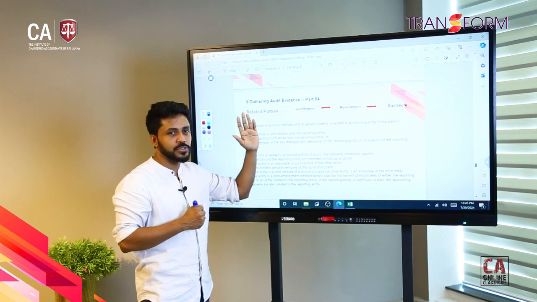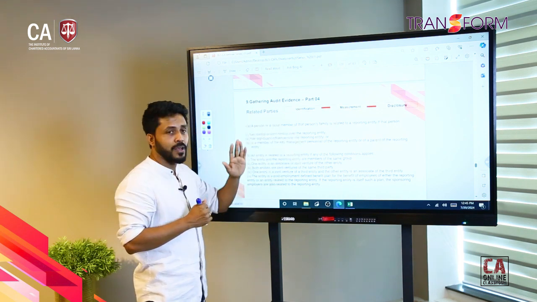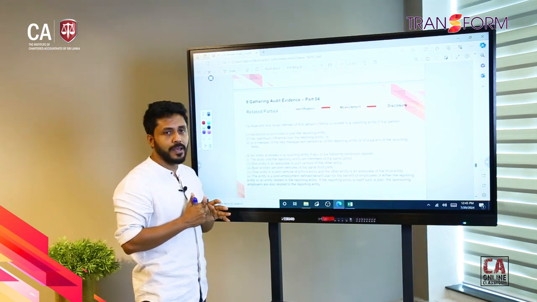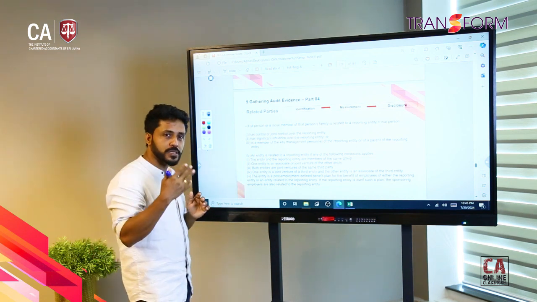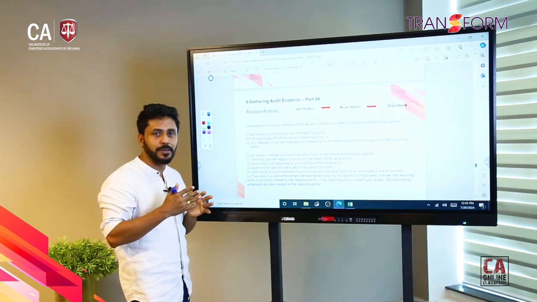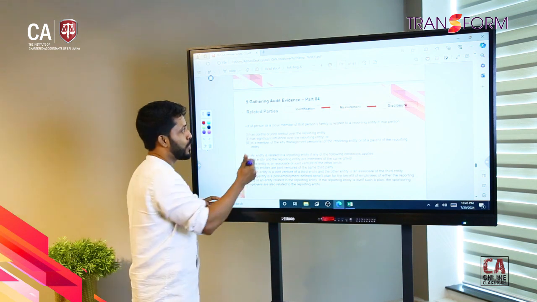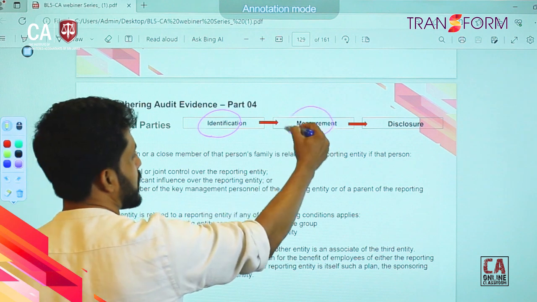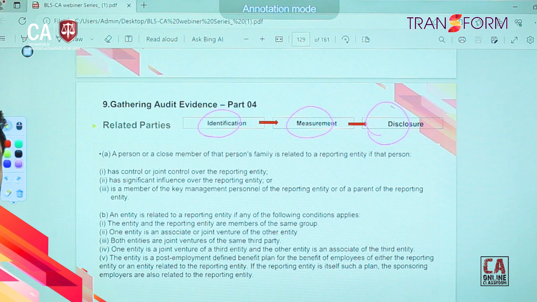So then if they are enjoying that facility, that should be disclosed. So then that's why we consider that a related party transaction is a concern area. So then as a management, there should be a proper process in the organization, proper system protocols, means proper controls to identify, measure and disclose related party transactions and outstanding balances and whatever the other commitments.